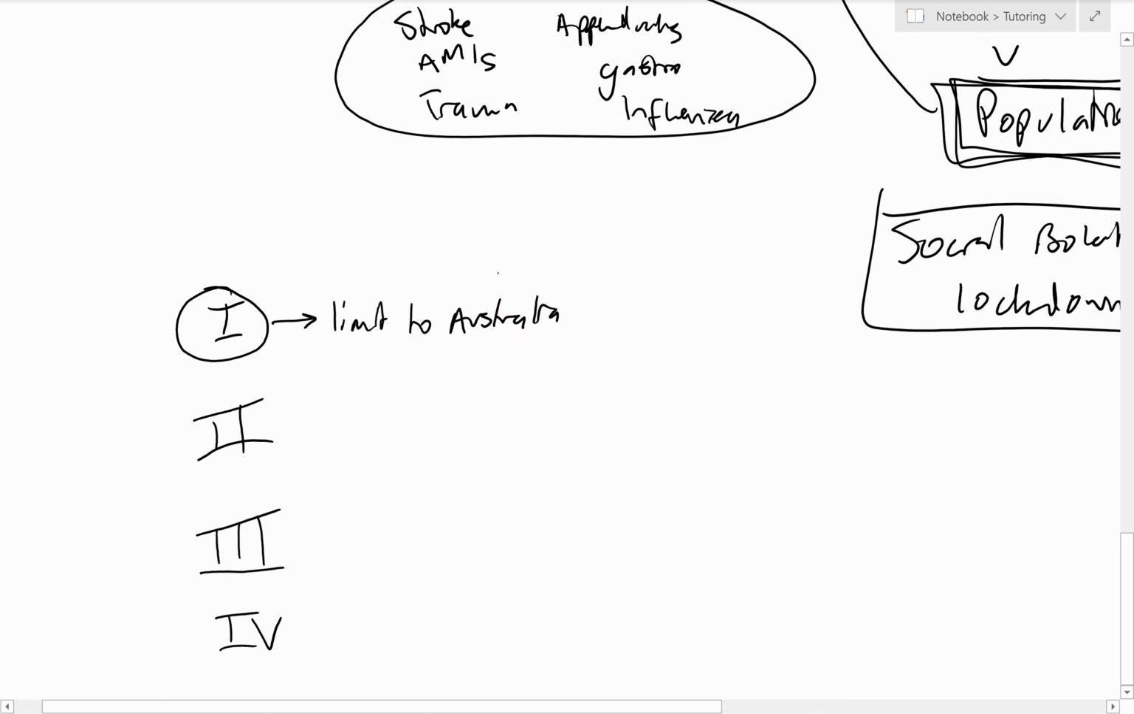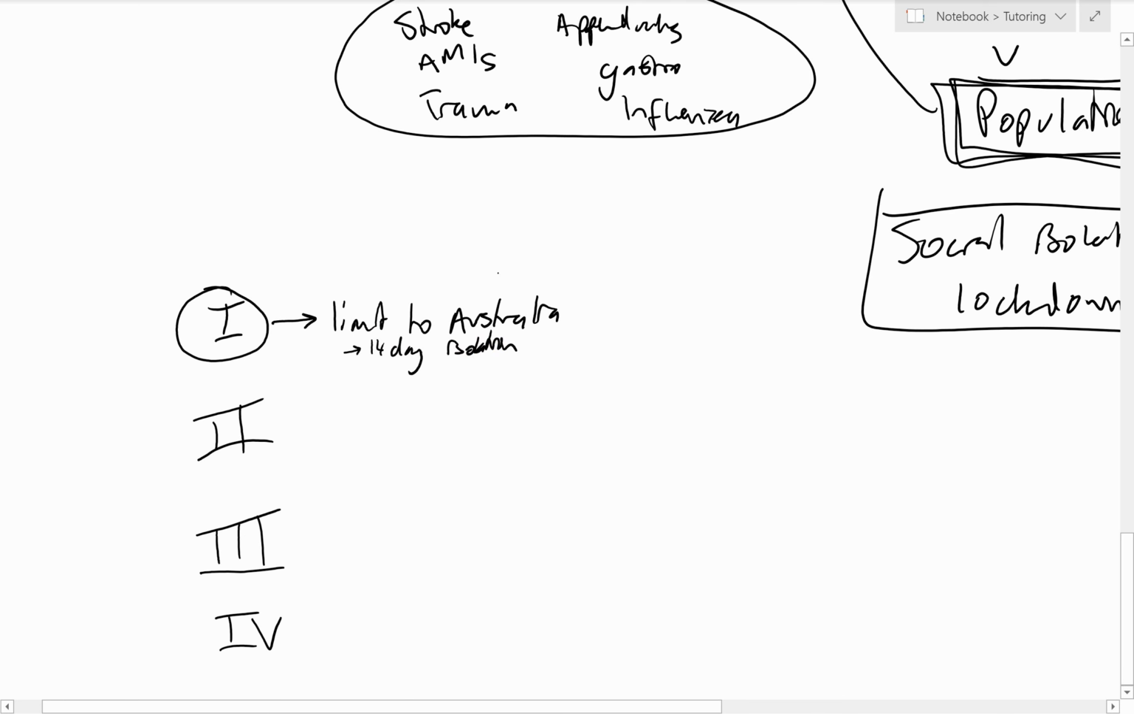So this occurs when there's a low number of cases within Australia, and most of the cases within Australia were caused by people traveling and bringing the illness in from other countries. So in this stage, what we were trying to do was limit the number of cases that got introduced to Australia. We did that by enforcing 14-day isolation when people got back from overseas.